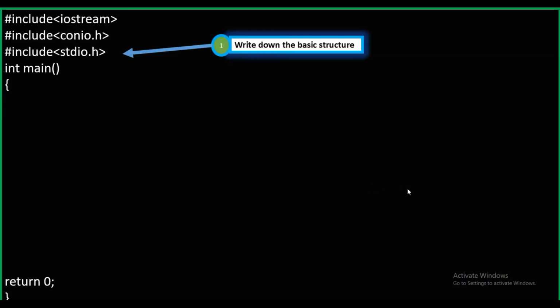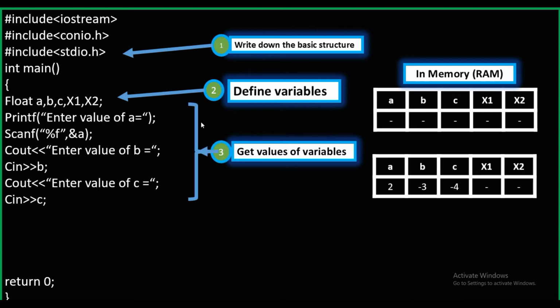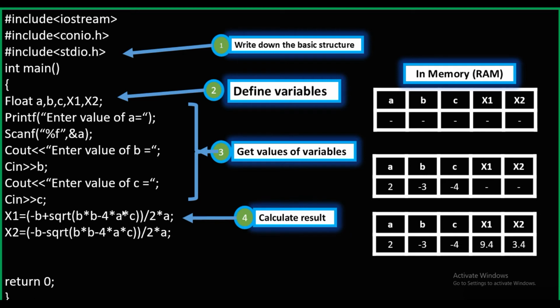For solving this problem, in first step write down the basic structure. In step 2 define variable. We define 5 floating variables a, b and c, x1 and x2. In memory, 5 floating points are declared. In step 3 get the values of variable, get the value of a, b and c with printf or cout. Suppose we get value of a is equal to 2, b is equal to minus 3 and c is equal to minus 4.